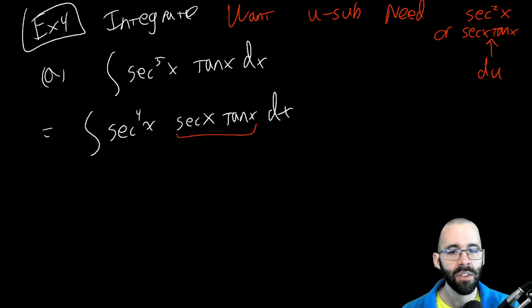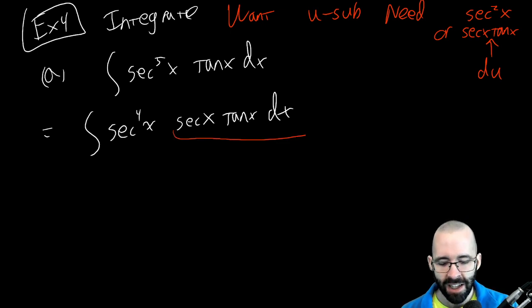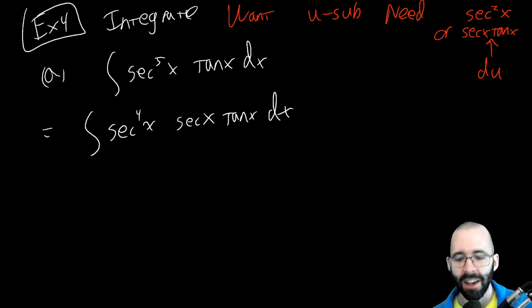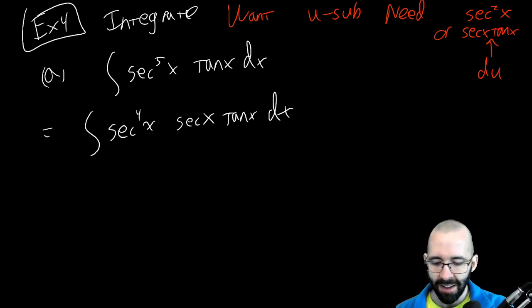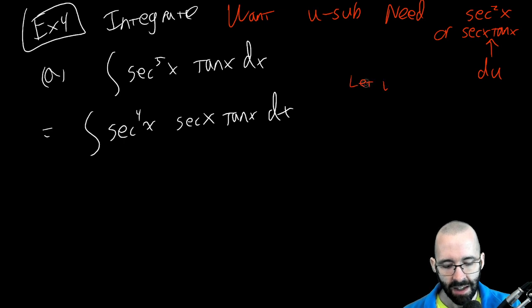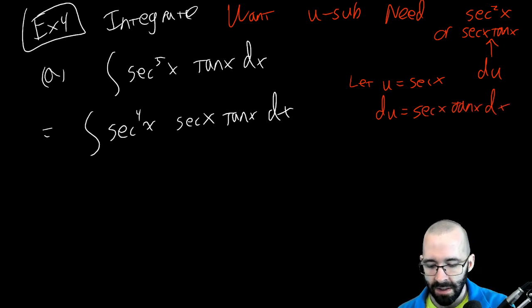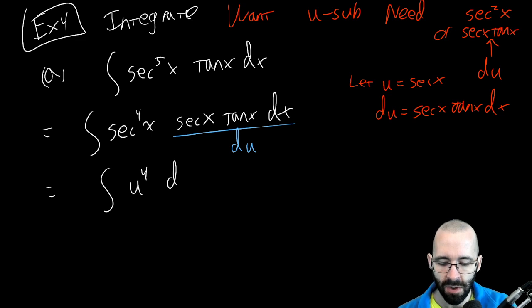Notice that this is the derivative of secant. Oh, we're almost done. This is the derivative of secant. This is our du. If u is secant, we don't have to use Pythagorean identity at all. Nice. Let u be secant of x. So du is secant tangent dx. So we have that right here. This is just our du. We have the integral of u to the fourth du.